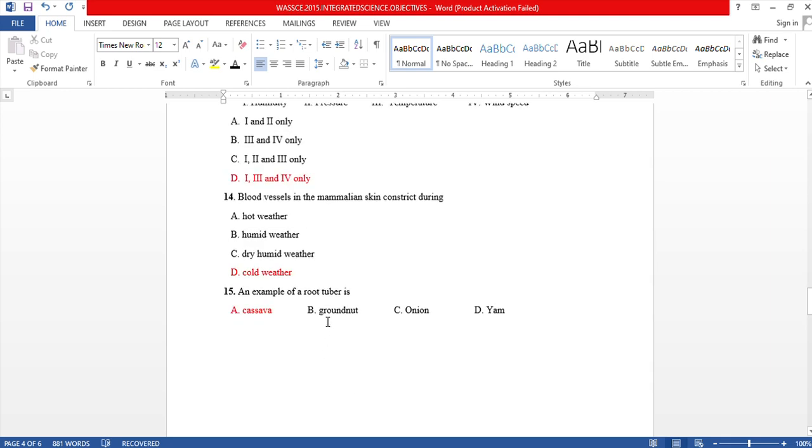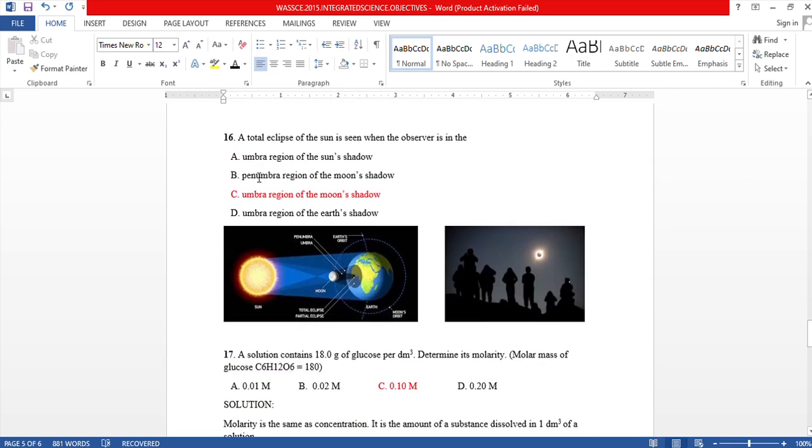Now, an example of a root tuber is cassava. Now, number 16, total eclipse of the sun is seen when the observer is in the umbra region. So this is total eclipse of the sun. What happens is that during eclipse of the sun, the moon is between the sun and the earth, so that the moon will now be the opaque object which will cast its shadow upon the earth, like what is happening here.